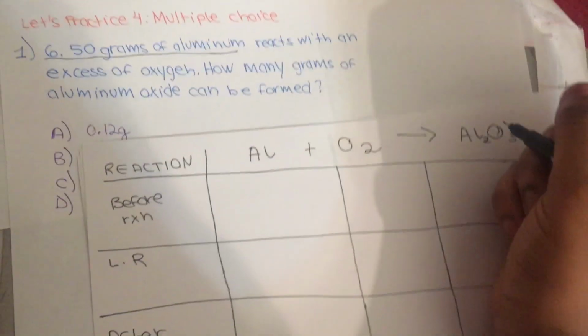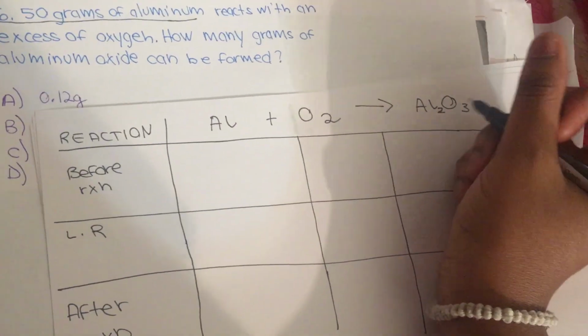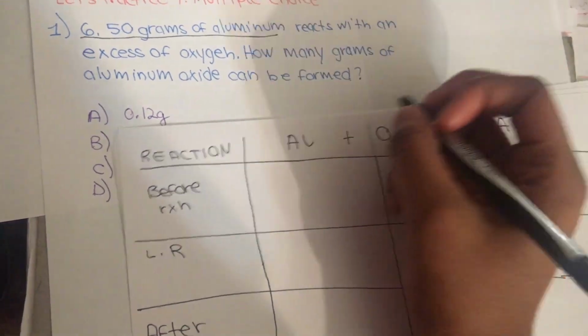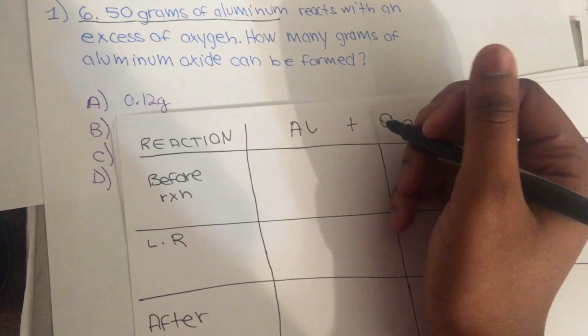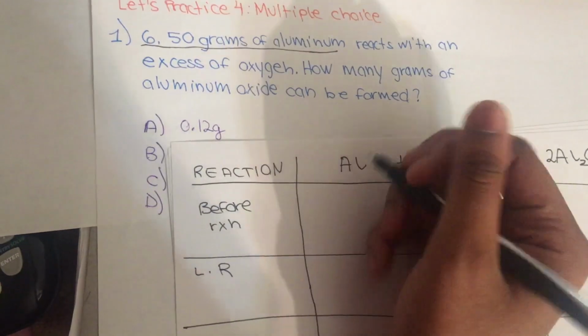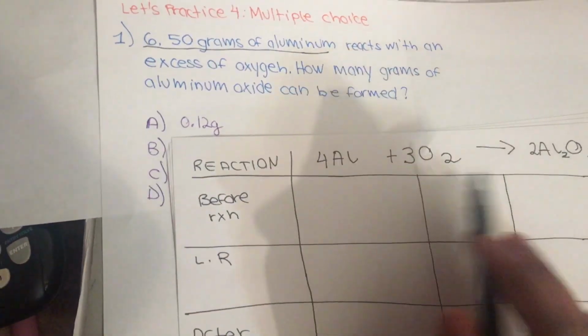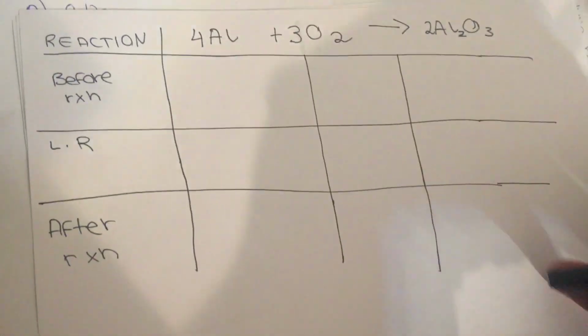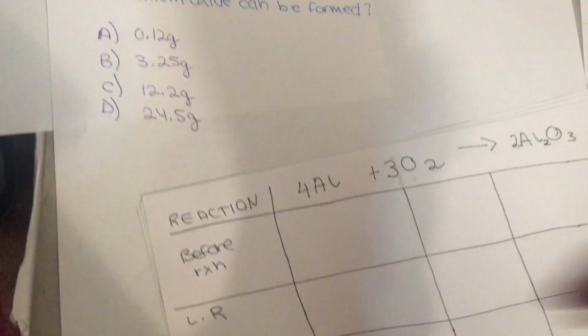In this case, we will have to balance it. So I decided to put a 2 to make aluminum 4 and oxygen 6. And on the other side, oxygen becomes 6 and aluminum becomes 4. That means it's balanced. So now we can go back to the problem.